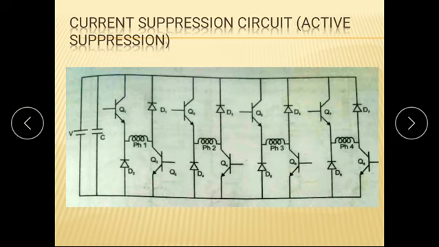And next one is current suppression circuit. Current suppression circuit I have described here as active suppression circuit. There are many types of current suppression circuits available. One is diode suppression, diode resistance suppression, diode Zener diode resistance suppression, and active suppression. And last one is contention suppressor. So here I have described active suppression.